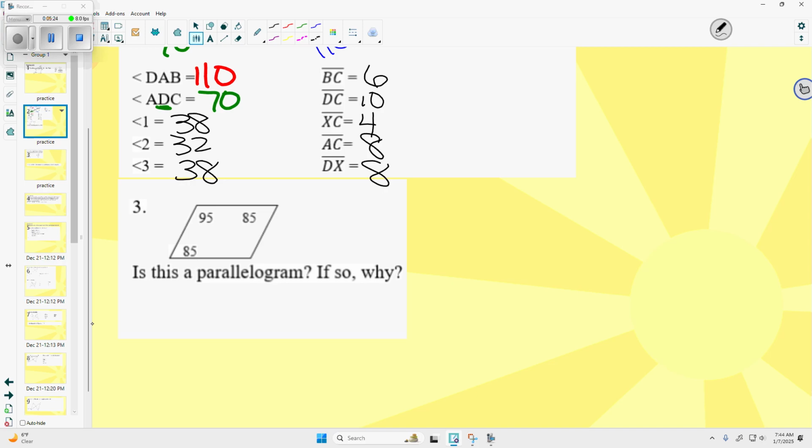Okay, so on this picture, what do we see right away? Yes, it's a parallelogram. Why?